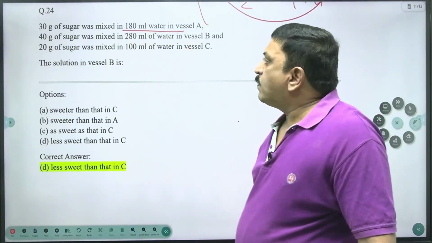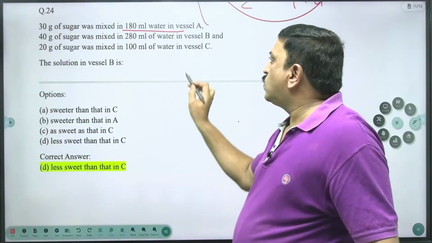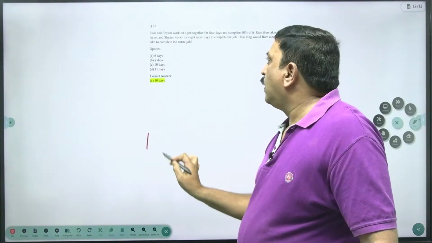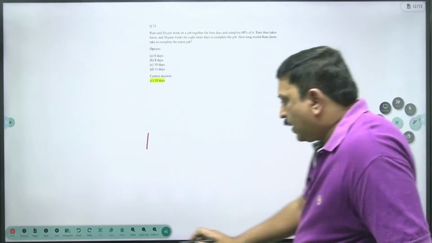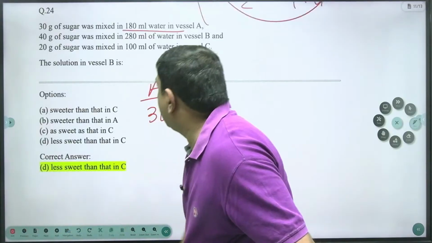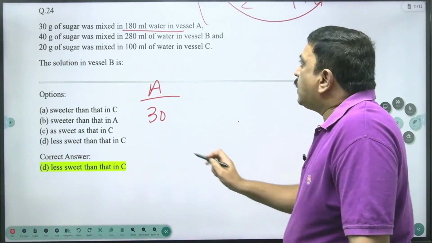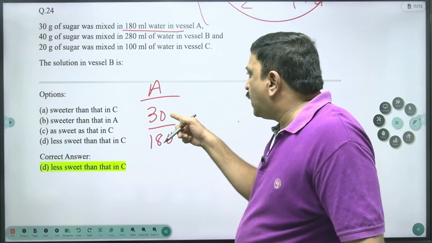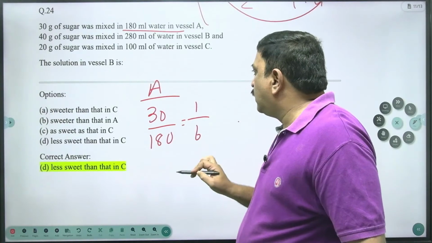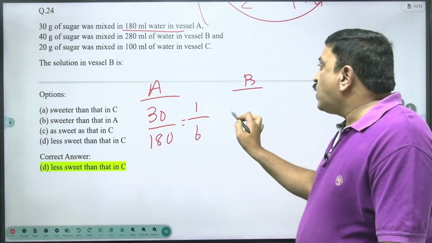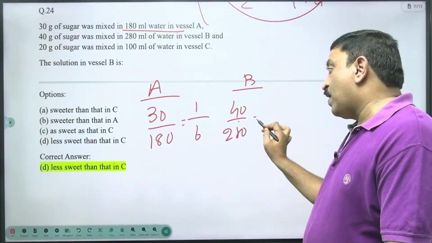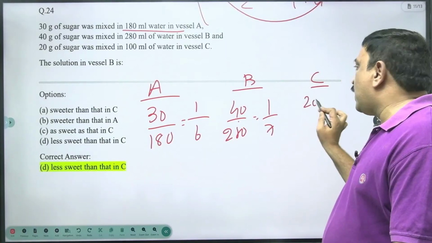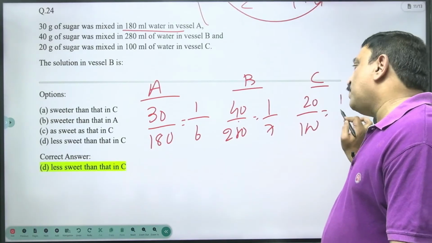So in 180 ml, 30 grams of sugar is there. What is the fraction of the sugar in vessel A? 30 grams out of 180, so 30 by 180. Out of 180 ml water, 30 is there, so I can write it as 1 by 6. Similarly, B is 40 out of 280, nothing but 1 by 7. And C is 20 grams out of 100 ml, so 20 by 100, nothing but 1 by 5.